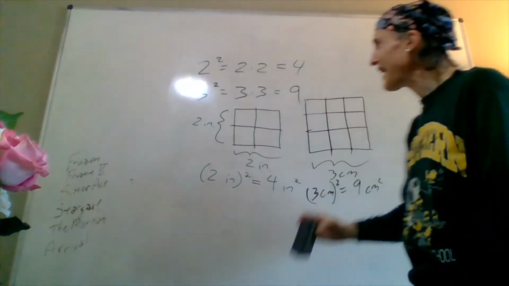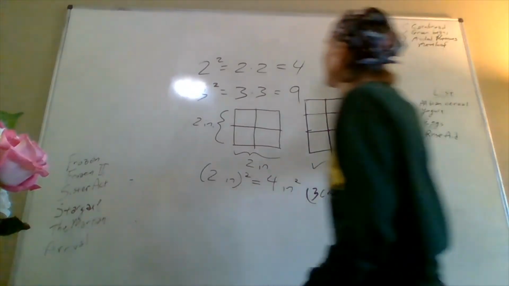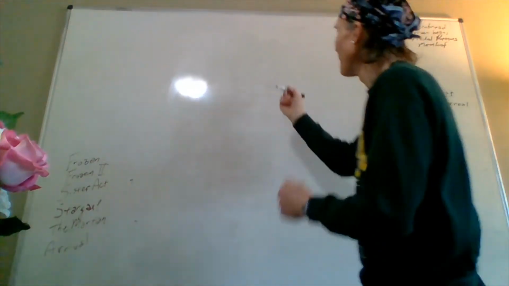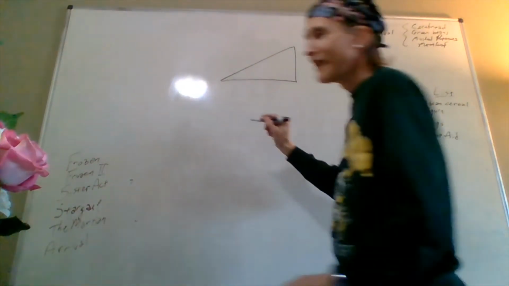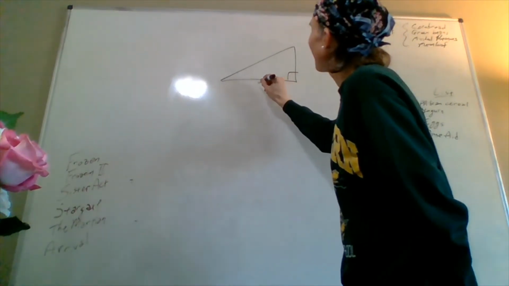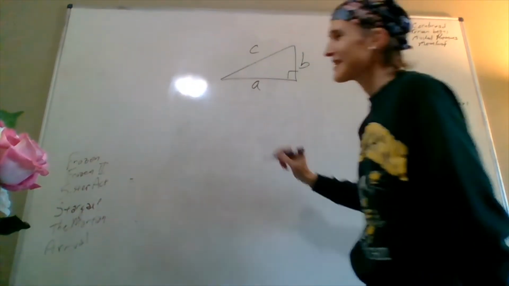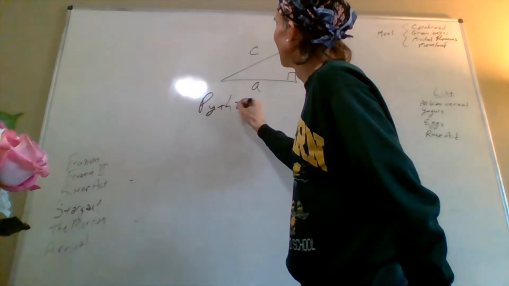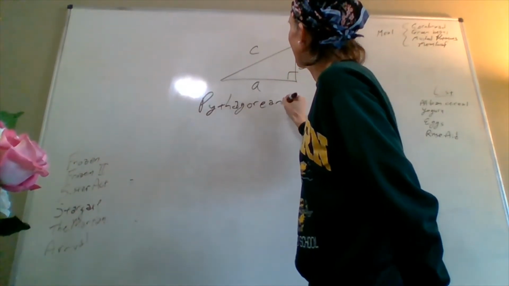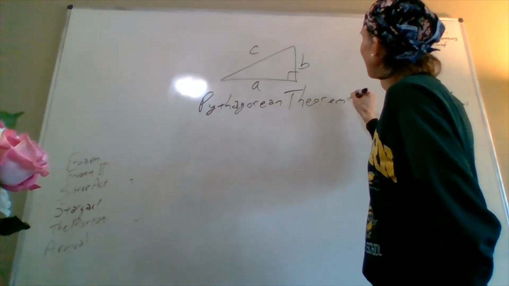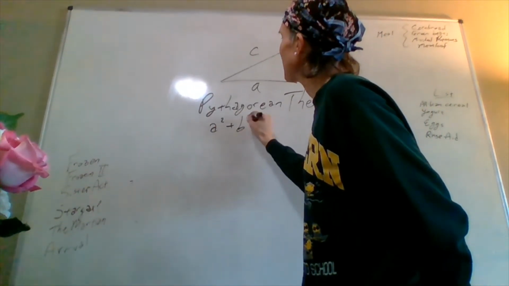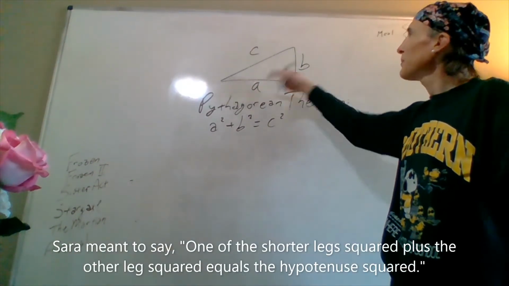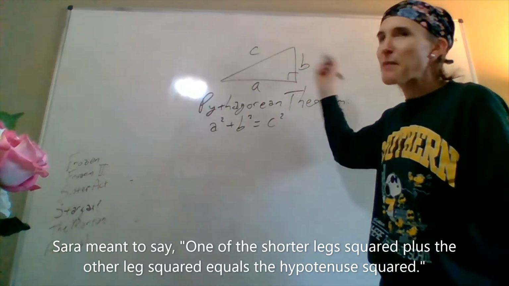So, when we have a right triangle, and we say that this is side A, and this is side B, and this is side C, the Pythagorean theorem tells us that a squared plus b squared equals c squared. In other words, either of the short sides squared plus the other short side squared equals the hypotenuse squared.